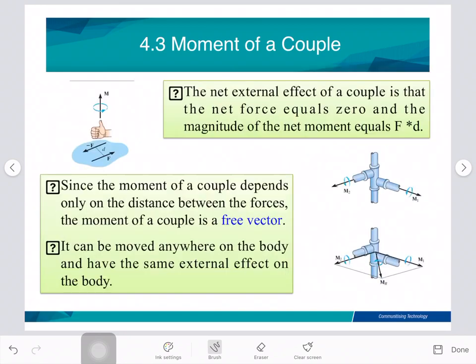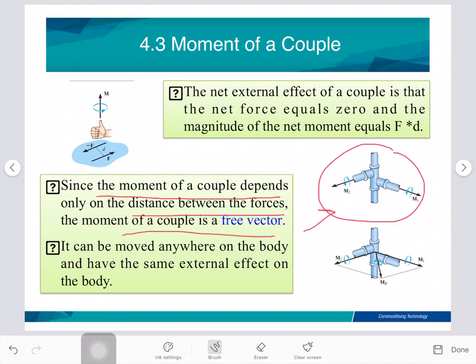For this example, we have this figure. The net external effect of a couple is that the net force equals 0 and the magnitude of the net moment is equal to force times distance. But this figure shows that since the moment of a couple depends only on the distance between the forces, the moment of a couple is a free vector. So this means it is a free vector.